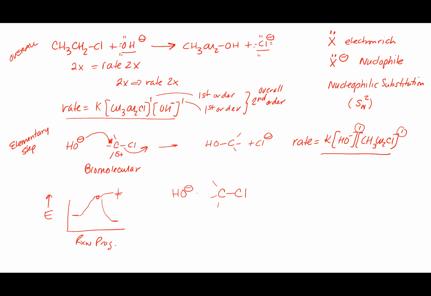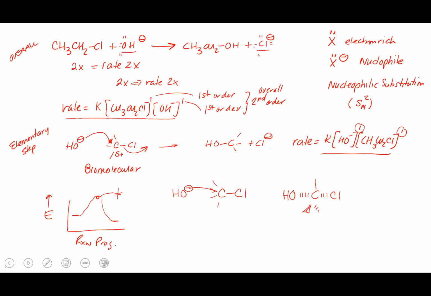So the transition state for this reaction looks like this. The hydroxide is coming into the carbon. And what happens is all the groups that are like this with the carbon, they're flattening out. So the highest energy species is going to have a partial bond to the carbon, a partial bond to the chlorine, and then the carbon is going to adopt a trigonal bipyramidal geometry.